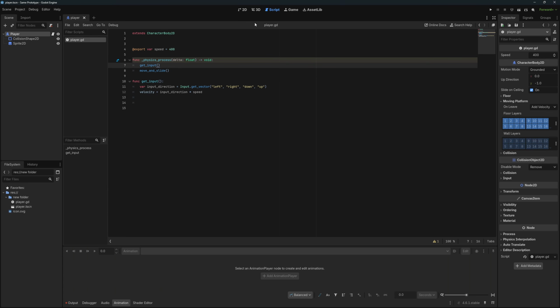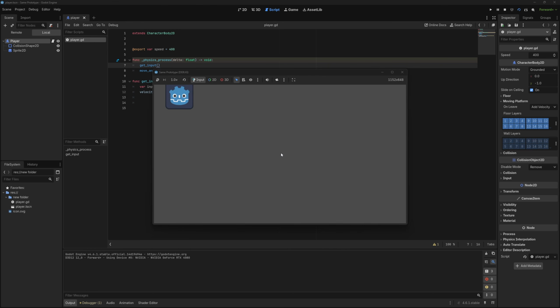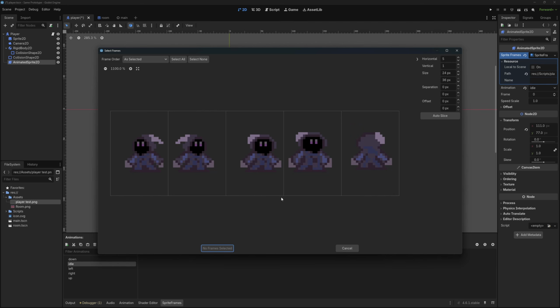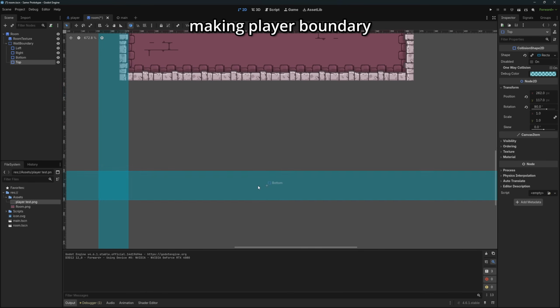I started with basic movement, eight directional, using placeholder assets. That part felt pretty easy, and was similar to what I did in Unity, so getting that working didn't take long. After that, I replaced the placeholder assets with the ones from my Unity prototype.